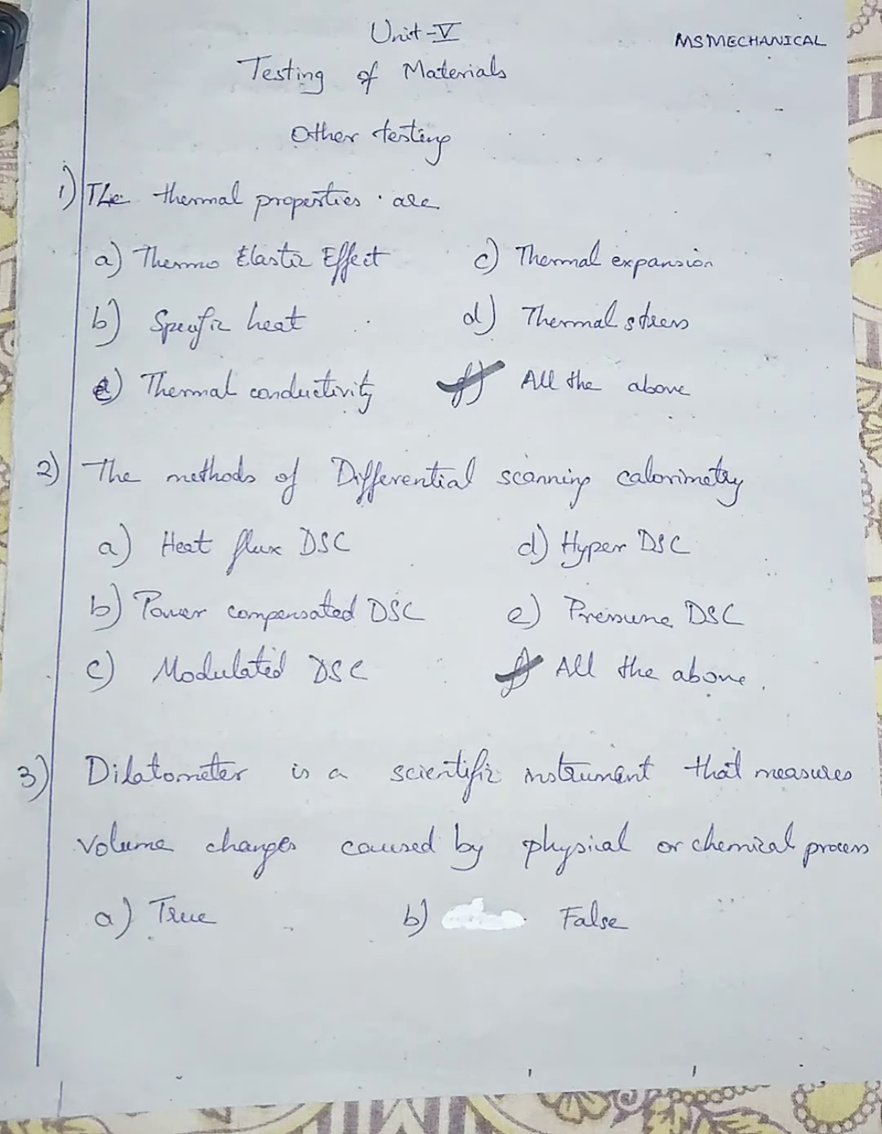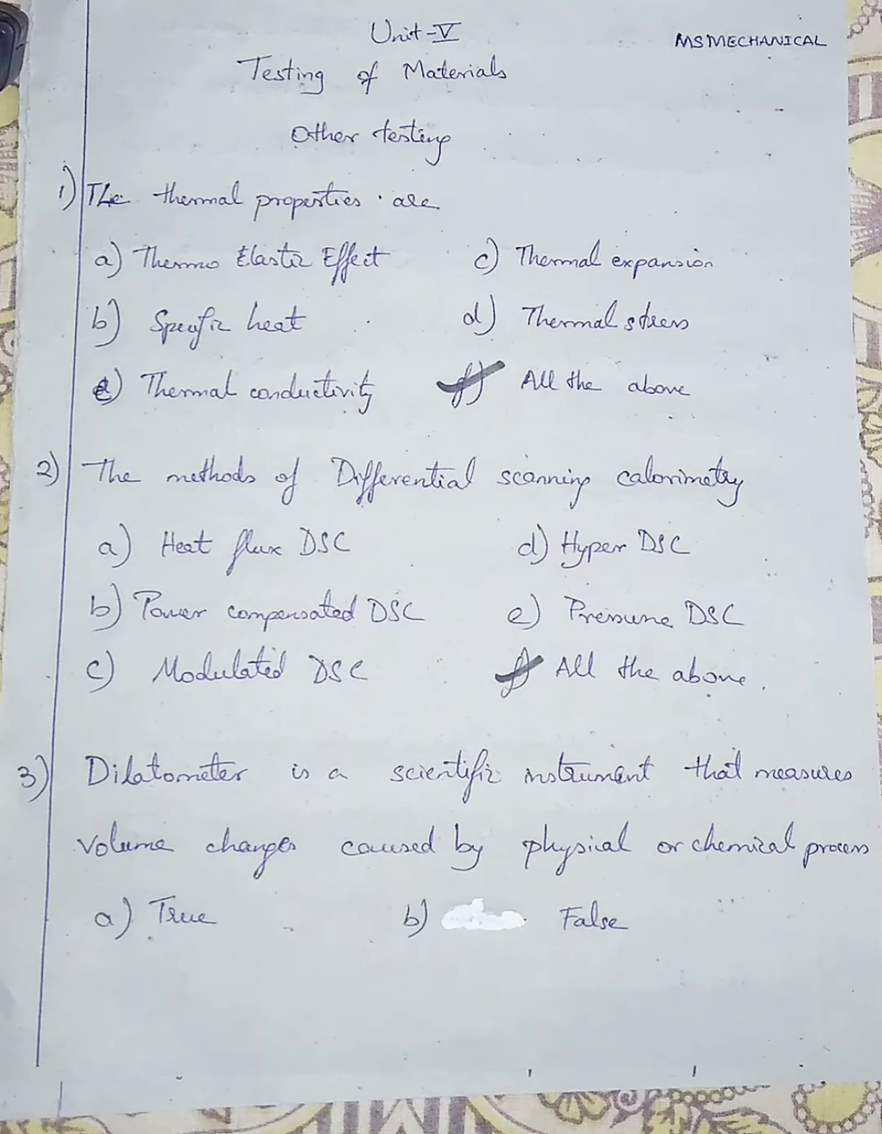Question number 3. Dilatometer is a scientific instrument that measures volume changes caused by physical or chemical process. This statement is given, and they ask whether this is true or false. While doing a physical or chemical process, there will be an increase or decrease in volume. That volume change is measured by an instrument called a dilatometer.